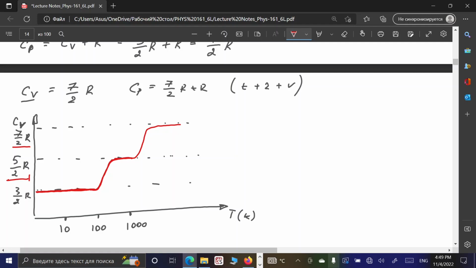Usually we deal either with translational motion of the diatomic molecules at low temperatures, and at higher temperatures rotational motion is also excited and possible. So CV increases from 3/2 R to 5/2 R. With this, we finish our discussion for today, and we will continue considering thermodynamics next week.